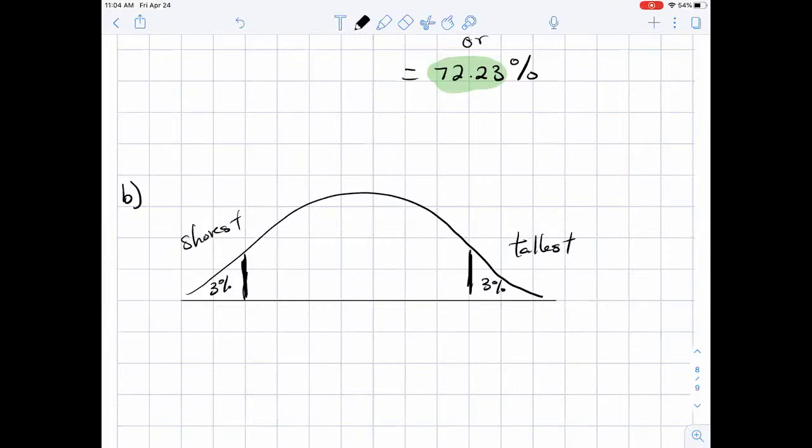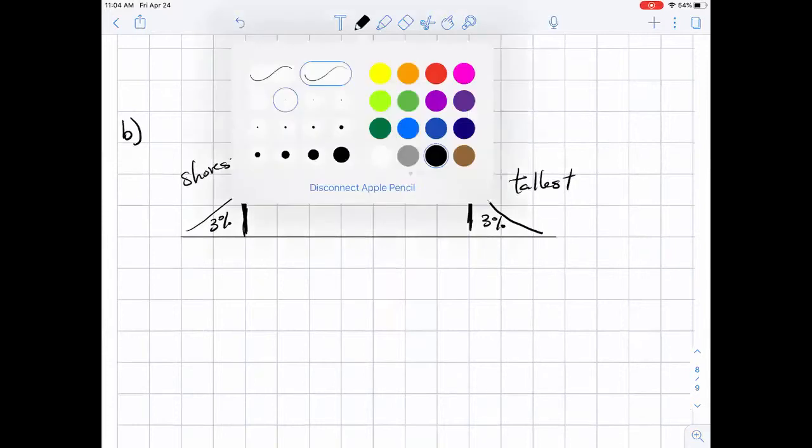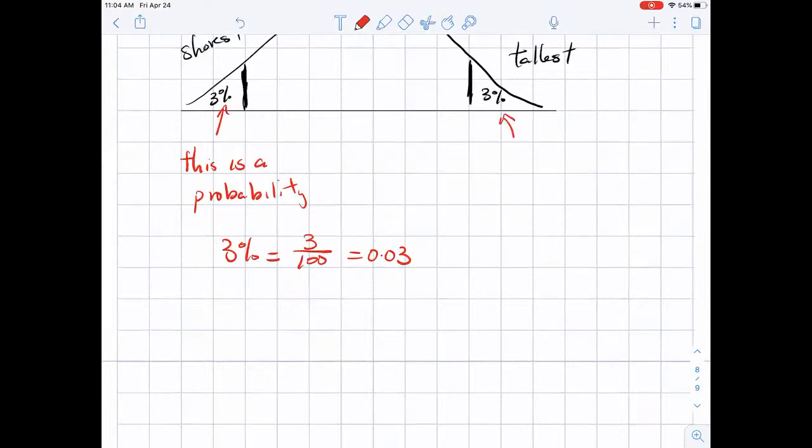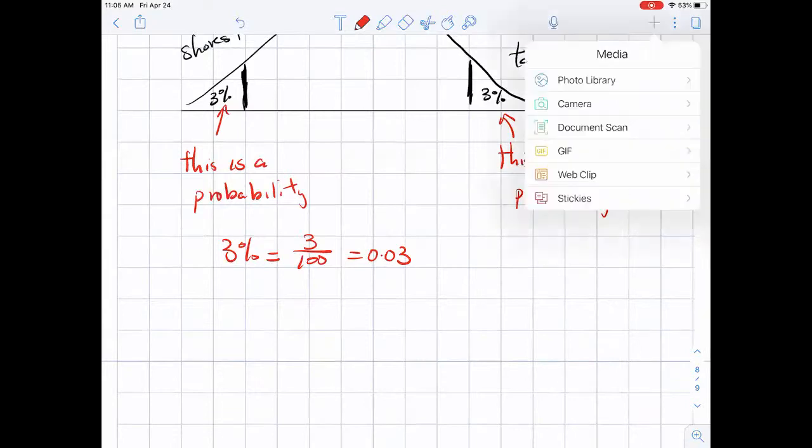Percent is a probability, isn't it? Yes. So keep in mind, these are probabilities. 3% is the same as 0.03. How do you get that? 3% is 3 over 100, which is 0.03. Now, this here is also a probability. I want to show you something now.